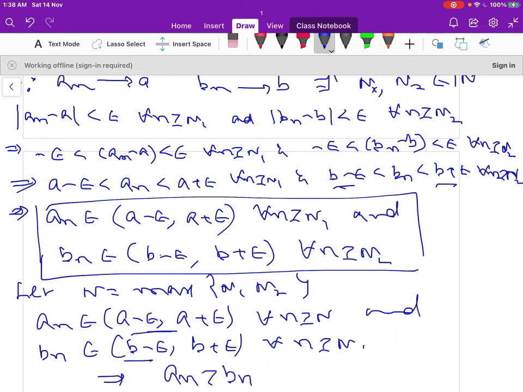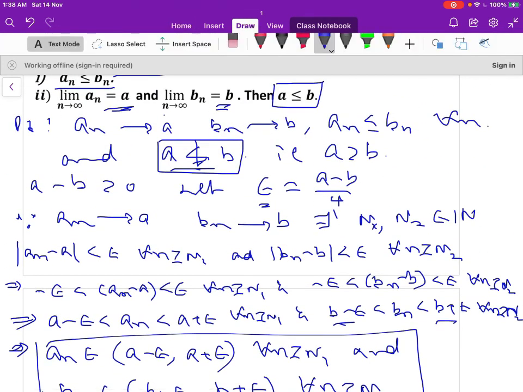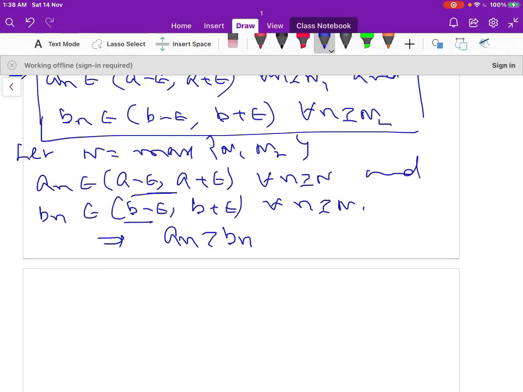So this implies an greater than bn, since I have taken a greater than b. So therefore this implies an is greater than bn, which is a contradiction to the fact that an is less than or equal to bn for all n. So this is the proof of the theorem.